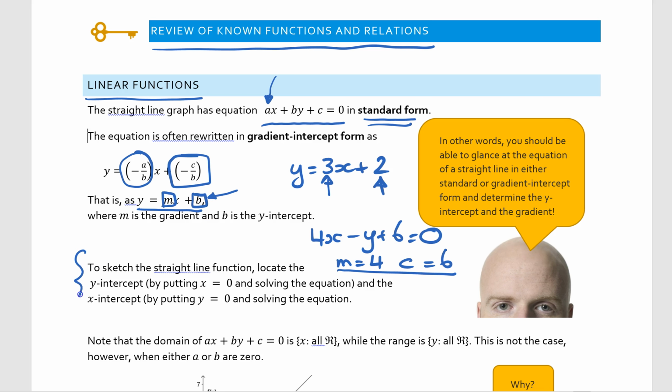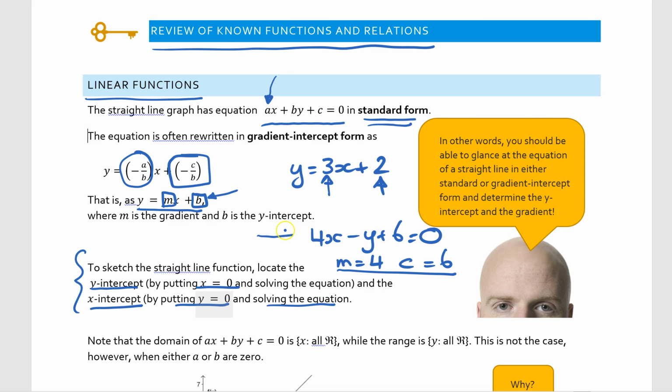Now, moving on to sketching a straight line function. If we can locate 2 points, that's enough to sketch the function. So, if we can find the y-intercept by putting x equals 0 and solving the equation, and the x-intercept by putting y equals 0 and solving the equation, that's enough.